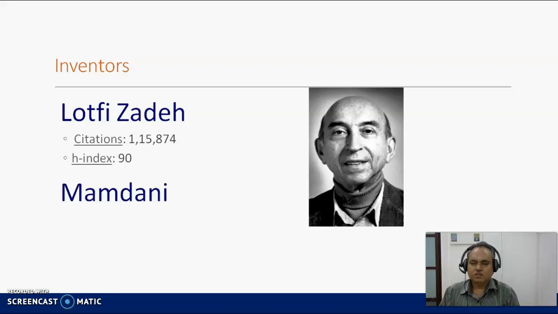The other two inventors are Ebrahim Mamdani, the PhD scholar of Zadeh, the first man to apply the concept of fuzzy logic theory to practical applications. Then the other one is Takagi Sugeno. So these are the 3 inventors who contributed to the development of fuzzy logic theory.